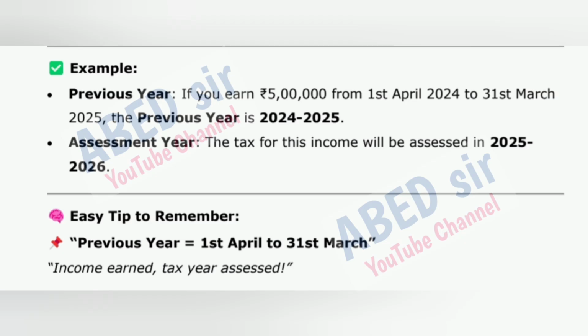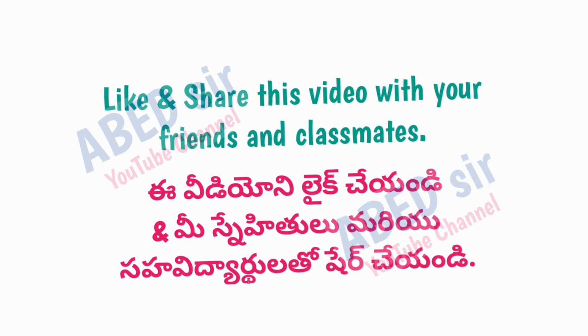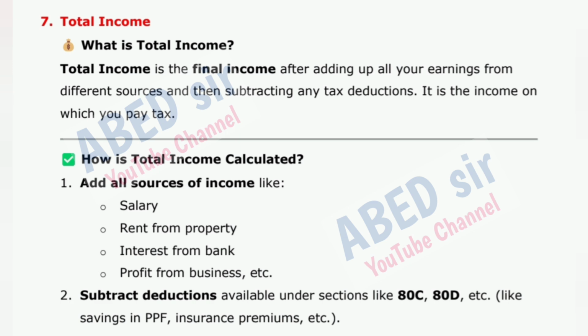Next important short question is: 7. What is total income? Total income is the final income after adding up all your earnings from different sources and then subtracting any tax deductions. It is the income on which you pay tax.